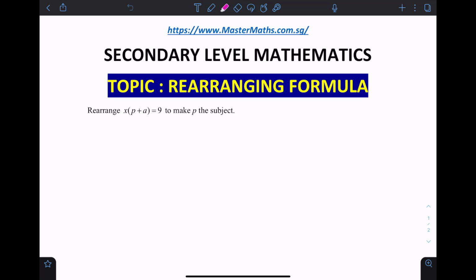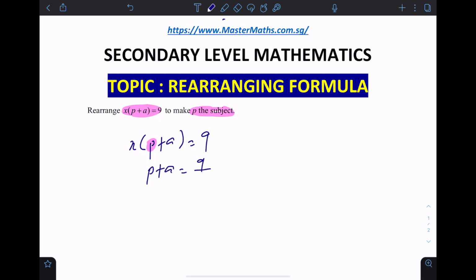Rearrange x(p + a) = 9 to make p the subject of this formula. Alright, so first step, we rewrite the exact same equation. And our target, friends, is to keep p on one side. So we have to kick the x out.